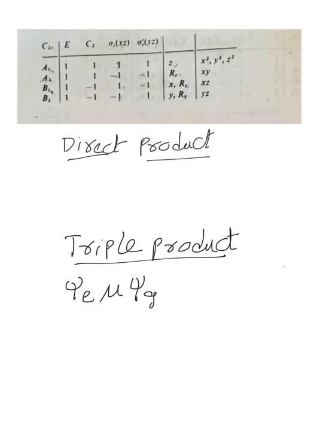So basically we are interested in the symmetry of this function psi e mu psi g. This we call f of x. So this symmetry, if it is A1g, the transition is allowed. If it is not A1, then the transition is forbidden. So let us start. How do we determine the symmetry of this triple product? First, I will teach you how to calculate the direct product.